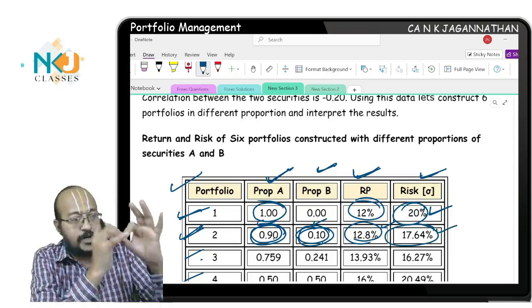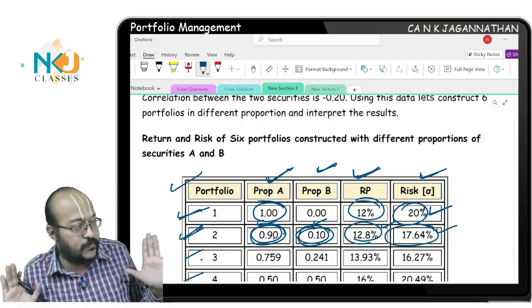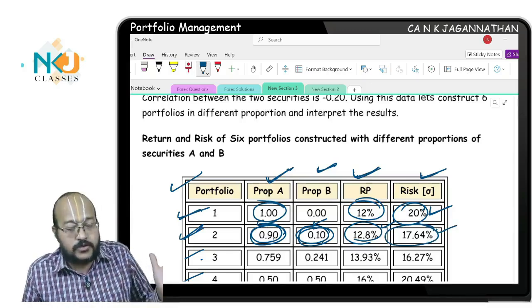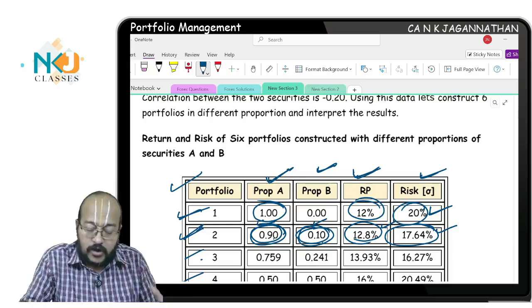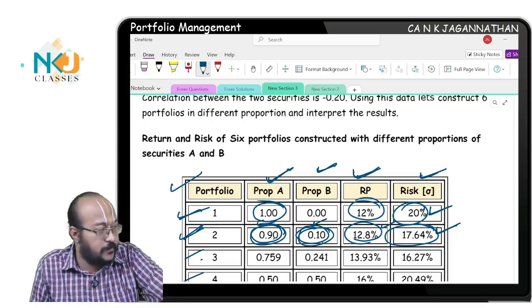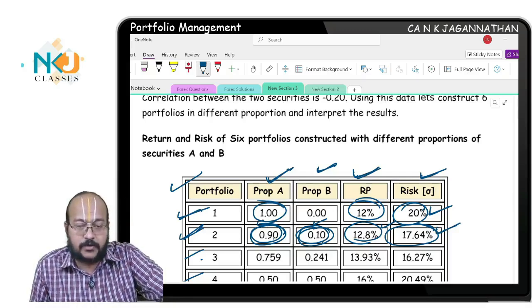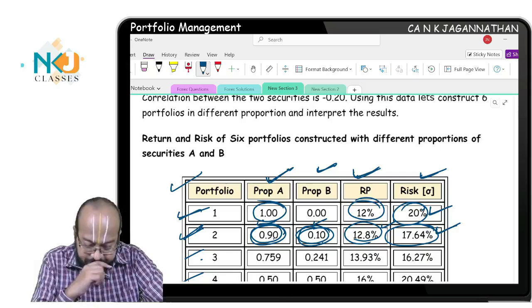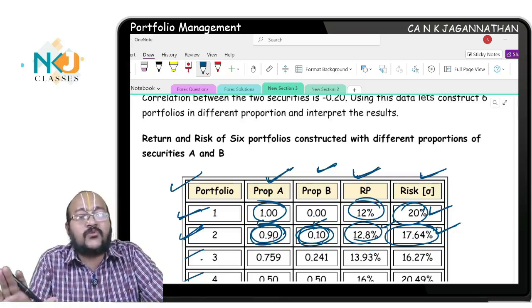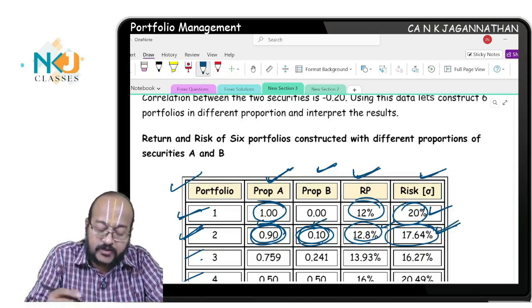I have given you the calculation straight away so that we just focus on the conclusion here. We are revising, not focusing on the calculation of these. I have already calculated it, you can go and verify this. I want to interpret the results of these various portfolios, and I am not focused on the calculation part. You can believe me, it is 17.64%.